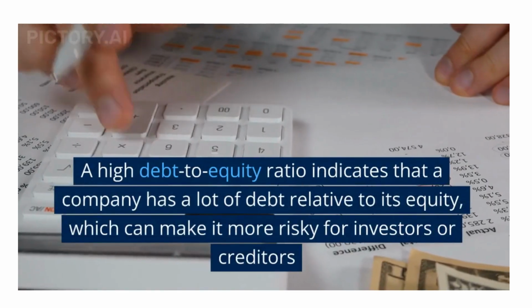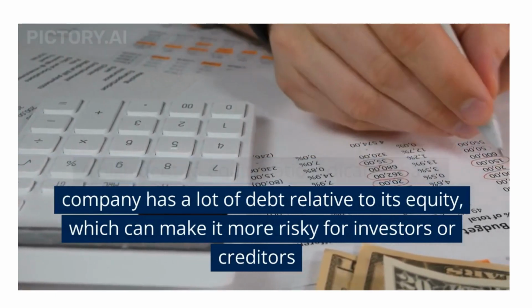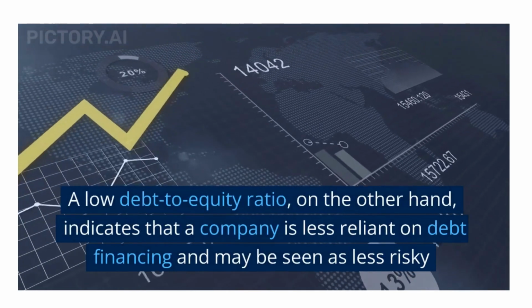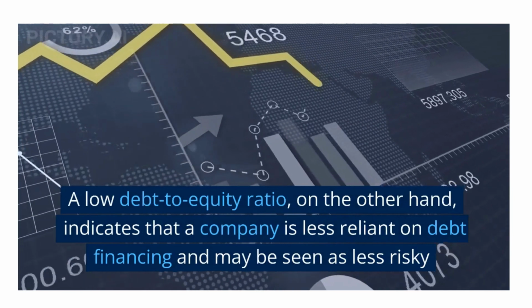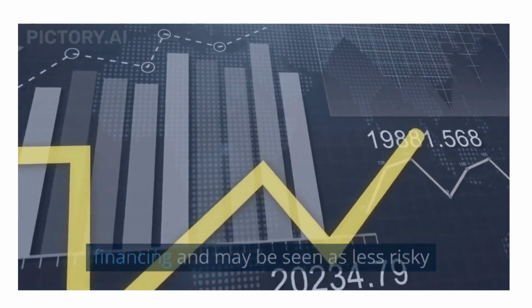A high debt-to-equity ratio indicates that a company has a lot of debt relative to its equity, which can make it more risky for investors or creditors. A low debt-to-equity ratio, on the other hand, indicates that a company is less reliant on debt financing and may be seen as less risky.